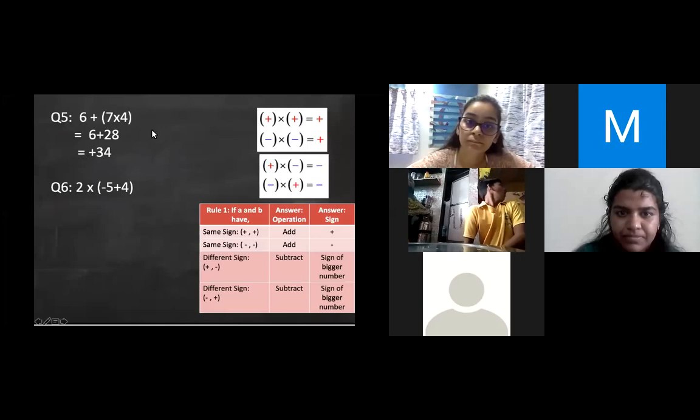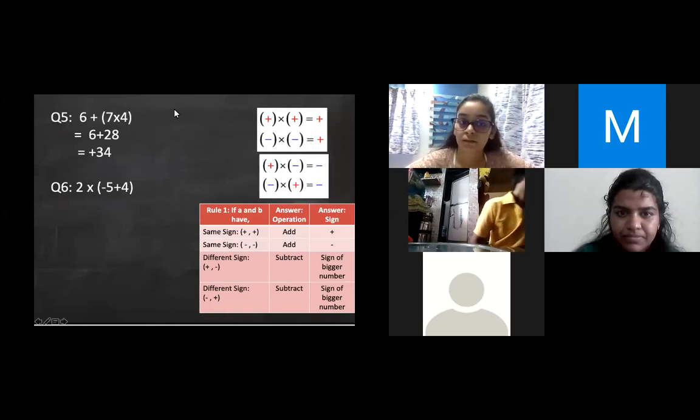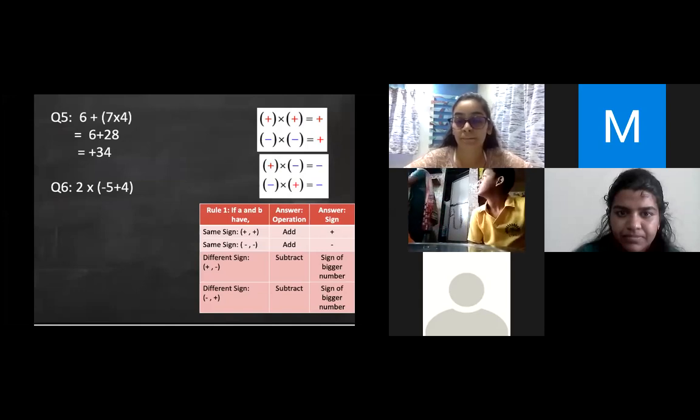Two multiplied by minus 4 plus 4 in bracket. Kushnuma, why don't you read the question once again? In bracket, what does it say? Minus 5 and plus 4.